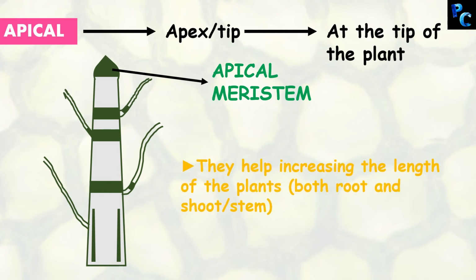That is, they help in increasing the length of the plant at the tips, both at the shoot and the root. When the meristem is present in the stem, which is also called shoot, then it is called stem or shoot apical meristem. And when it is present in the root, then it is called root apical meristem. Next is the intercalary meristem.